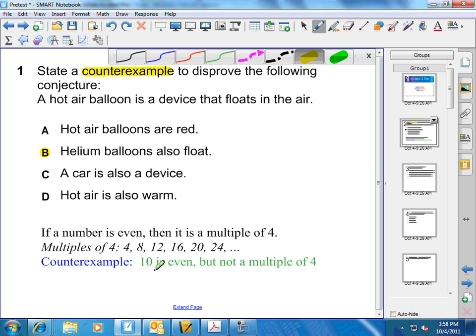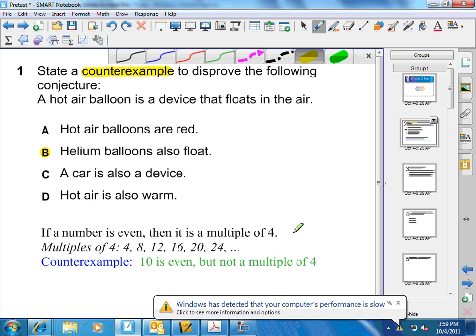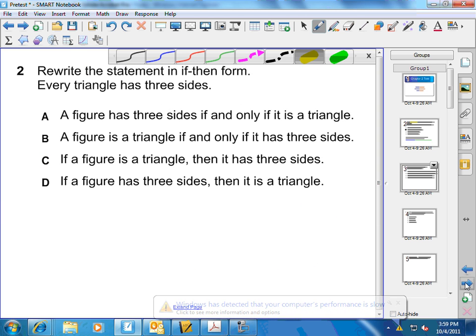10 is an even number. It's divisible by 2, but it is not a multiple of 4. So we have shown that this conjecture, if a number is even, then it is a multiple of 4, is false. Okay, let's move on to number 5.